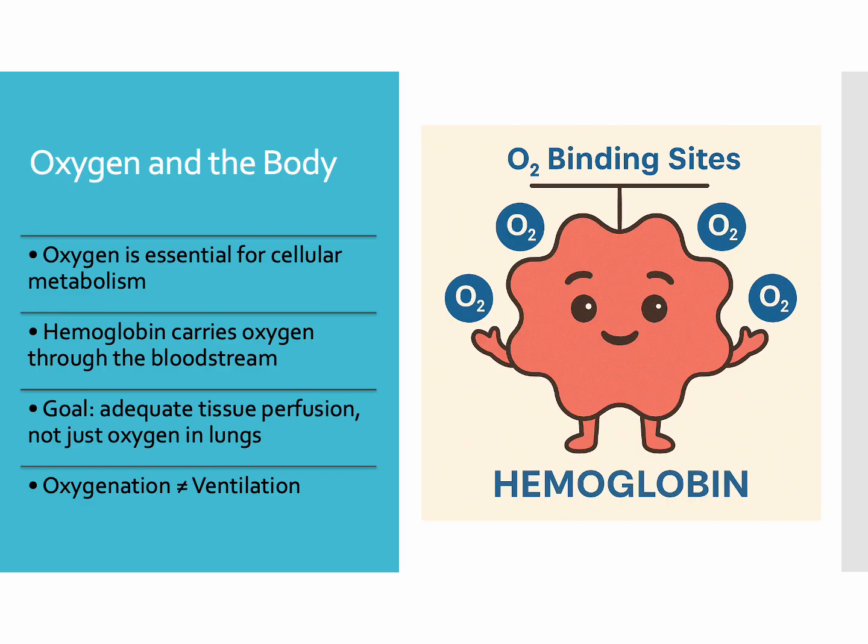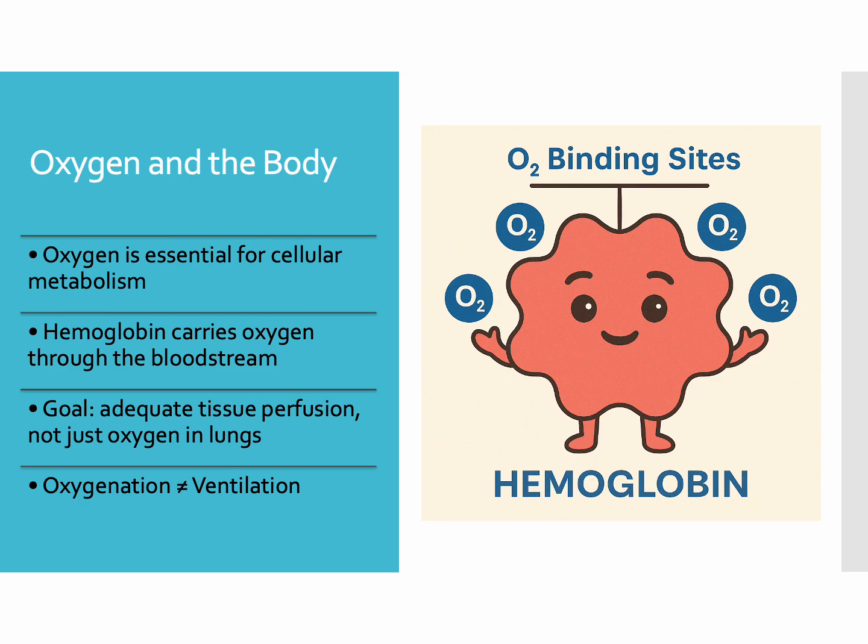That's why in cases like severe anemia or carbon monoxide poisoning, patients can look pink and have normal oxygen saturation on the monitor, but their hemoglobin isn't carrying enough oxygen effectively. The goal is adequate tissue perfusion, not just oxygen in the lungs. This is one of the biggest mindset shifts in modern EMS. Just because oxygen is entering the lungs doesn't mean it's reaching the tissues.